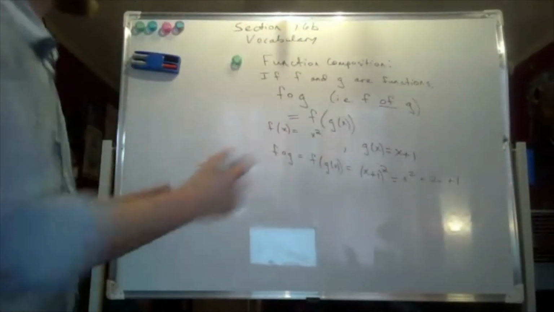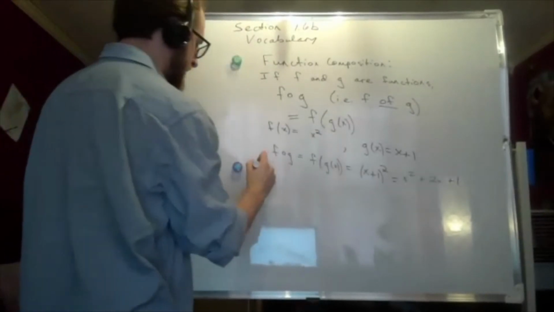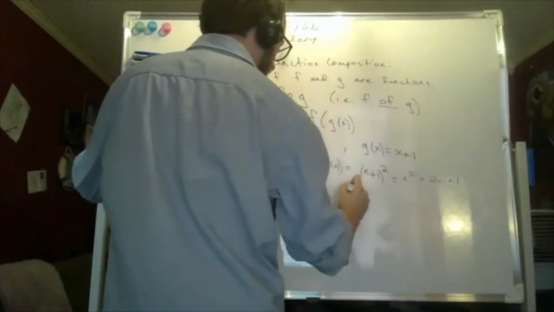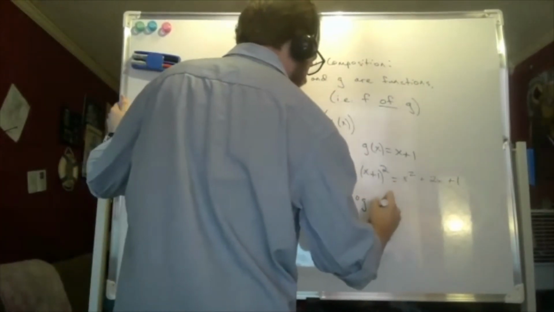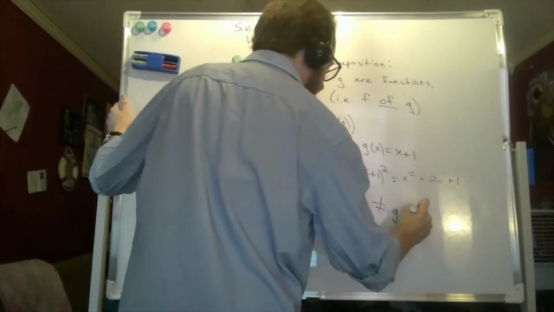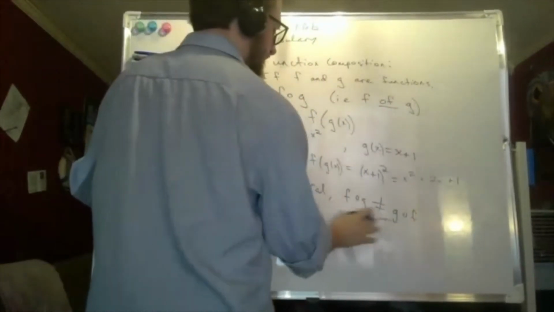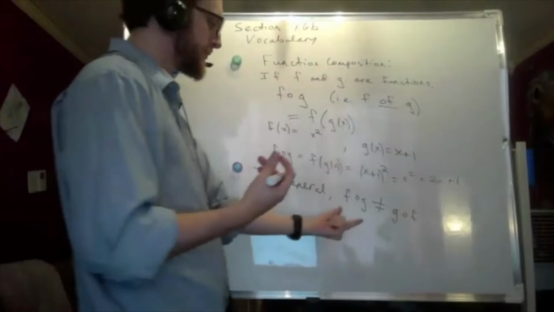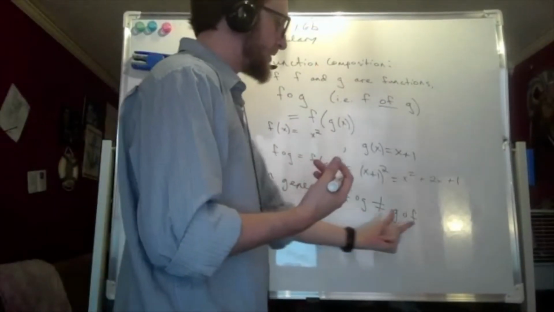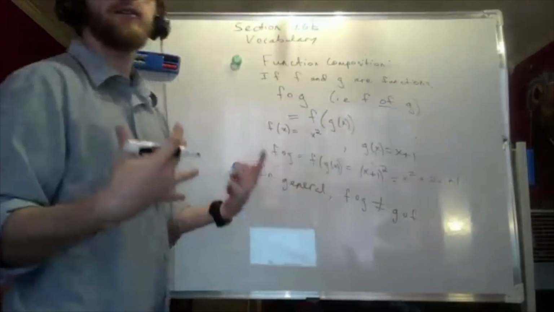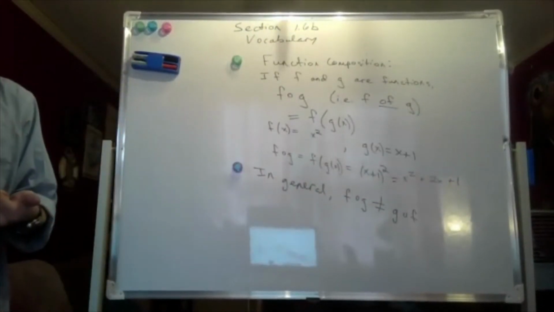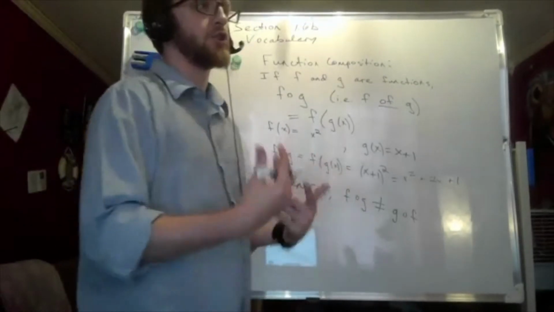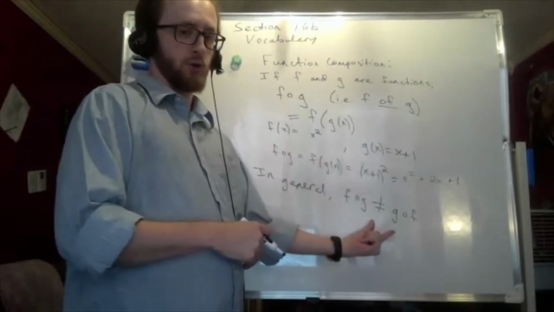Now, something to be careful of, this next point here is, in general, f composed with g does not equal g composed with f. This is not a commutative operation. F of g is not necessarily going to equal g of f. Now, you might find some examples where it does happen. I'm not saying this is impossible. What I'm saying is that in general it is not true, and so you shouldn't assume this is true.